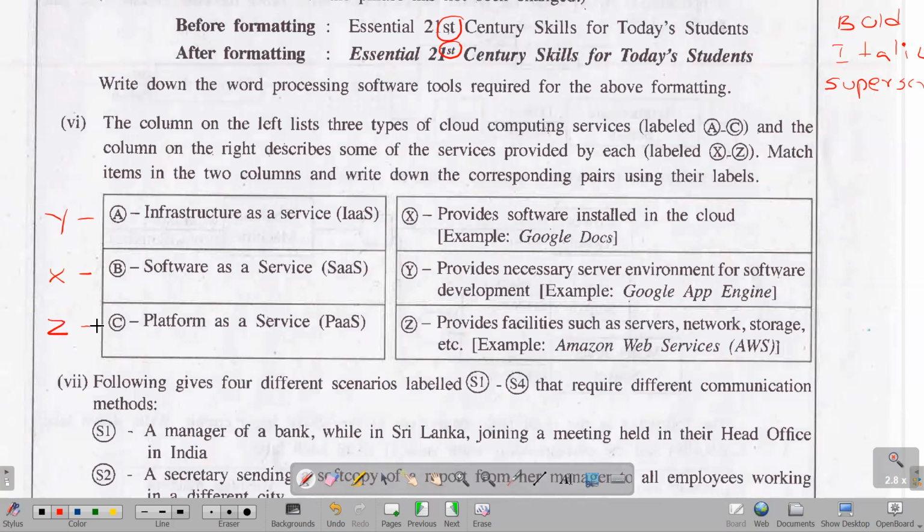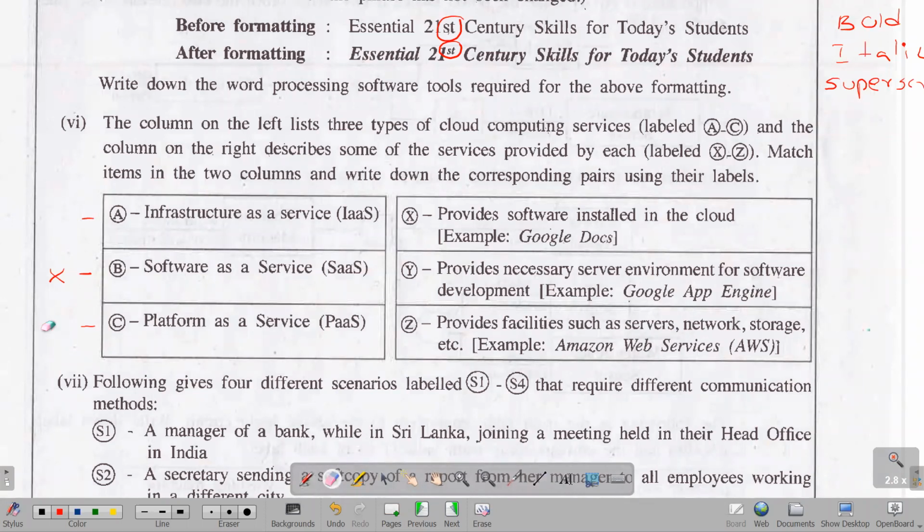Provide facilities such as servers, network, storage, which is going to be the platform, right? Hold on, my people. Hold on. Yeah, I think I have mixed it up. Hold on a minute. Provide necessary server environment for software development. Yeah. These two should be changed, people.